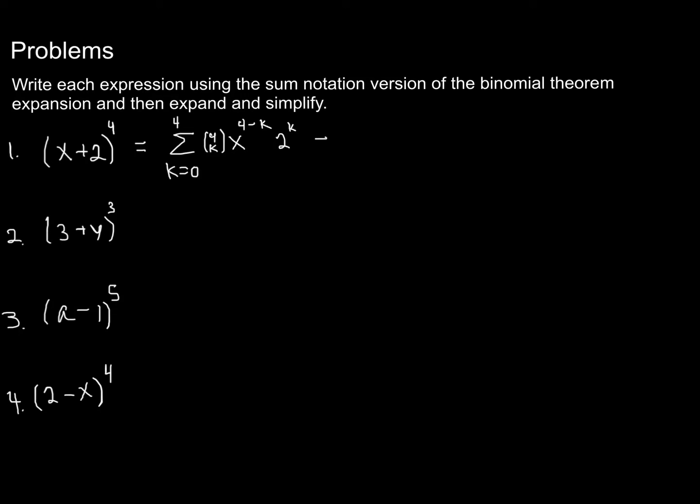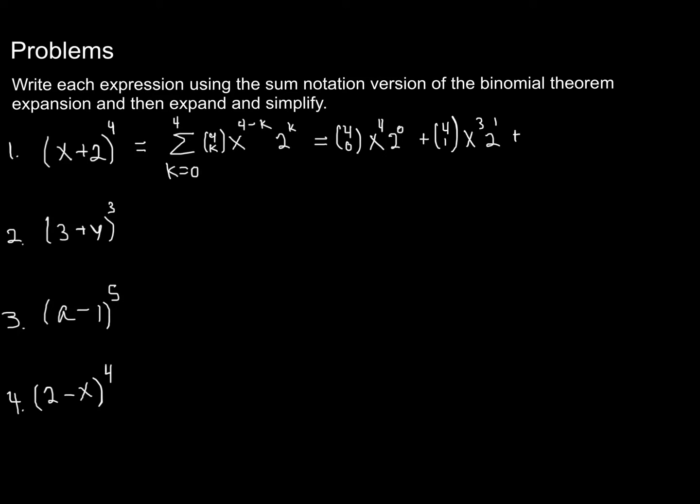All right, so now I can go ahead and expand using the rule or the way that sum notation works. So I start when k is equal to 0. So this will be 4 choose 0, x to the 4 minus 0, or x to the 4. Then I have 2 to the 0. Now I'm going to change k by 1. It's going to go up by 1. It's going to go to k equals 1. And I'm going to evaluate the expression again and add it to what I have already. So I'll have 4 choose 1, x to the 3, 2 to the 1.